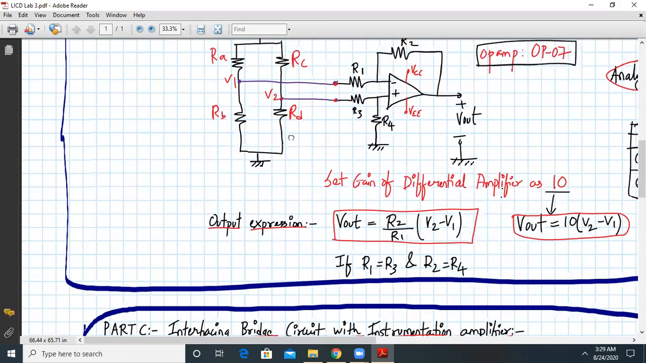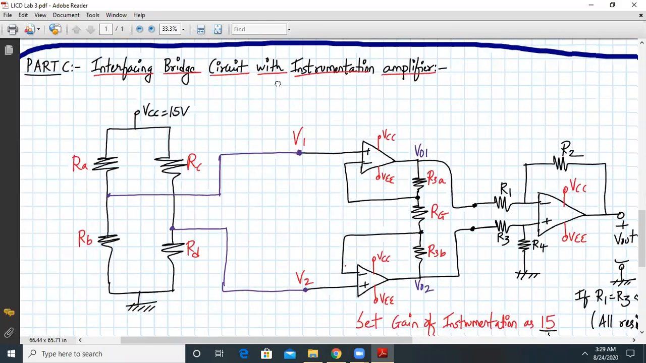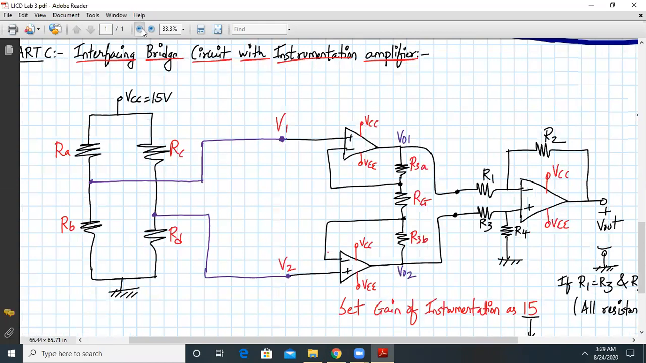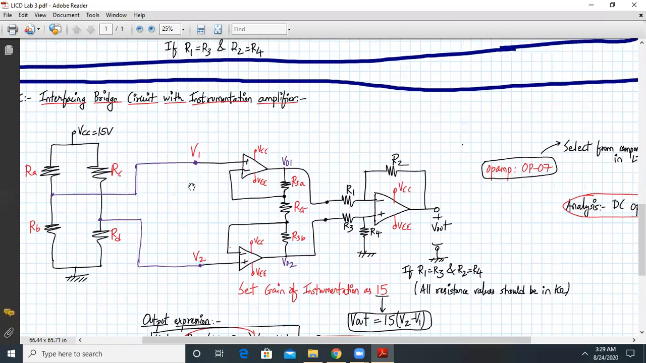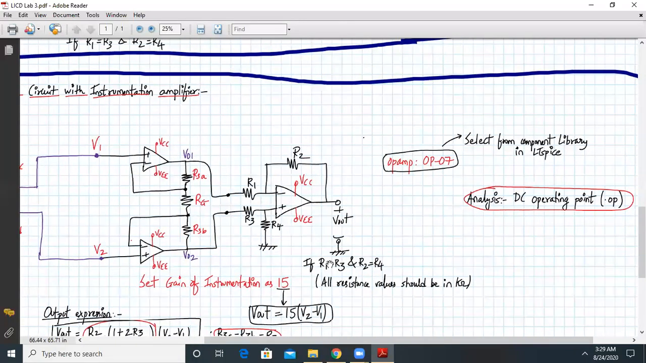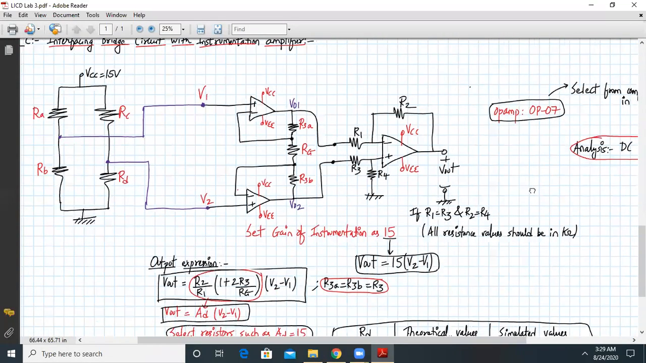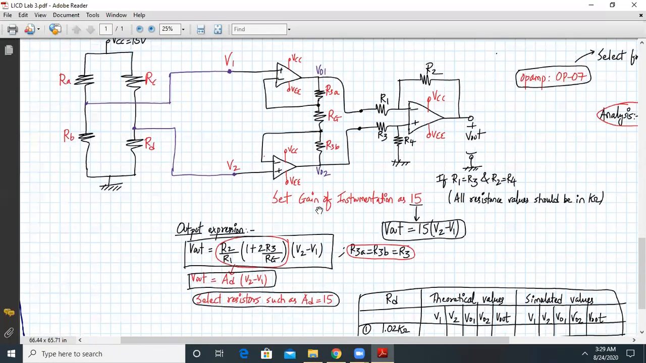Part C is interfacing the bridge circuit with the three op-amp instrumentation amplifier. Now we will study the effect of interfacing the bridge circuit with the three op-amp instrumentation amplifier. Here also you can select the op-amp as OP07 from the component library in LT-SPICE. The analysis type will be DC operating point, and here we need to set the gain of the instrumentation amplifier as 15, for example. So Vout will be 15 times (V2 minus V1).